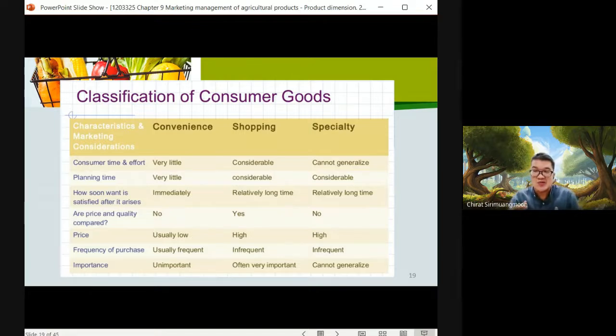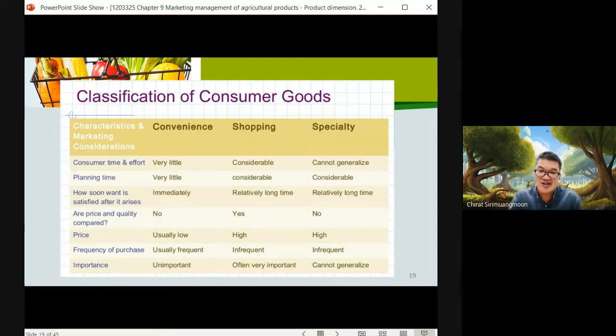You need to buy in some specific length of time, maybe 2 months, 3 months. But for convenience products, you can buy almost every day. Importance: a convenience product is not important for you because it's very easy to buy and easy to consume.